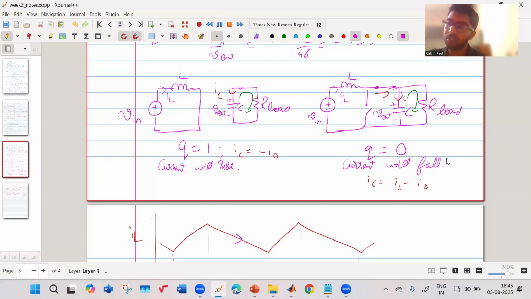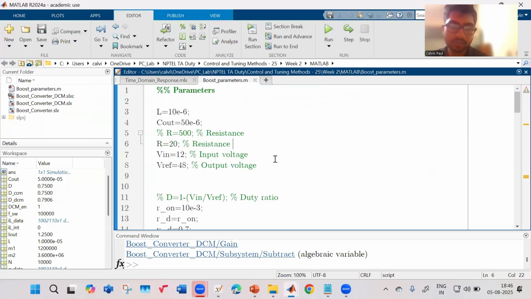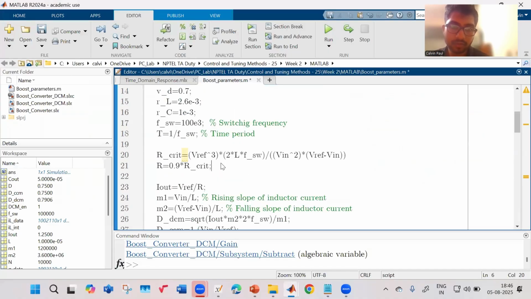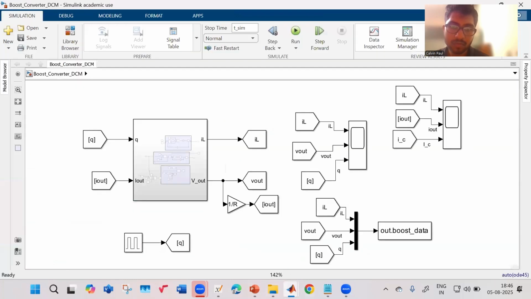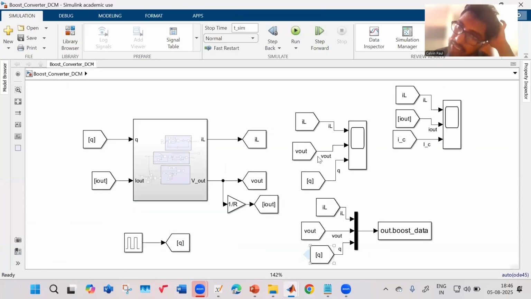I think it will be better if I show a simulation. It would be easier for you guys. Let me show that. Okay, I'll run a simulation and then it will be better for you to understand.